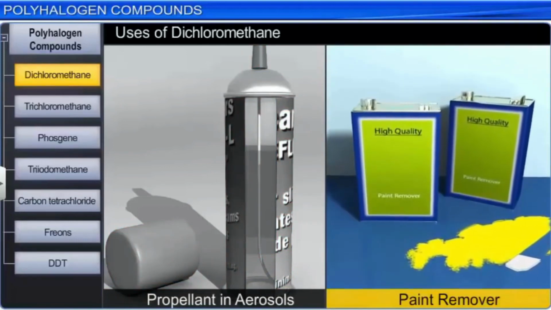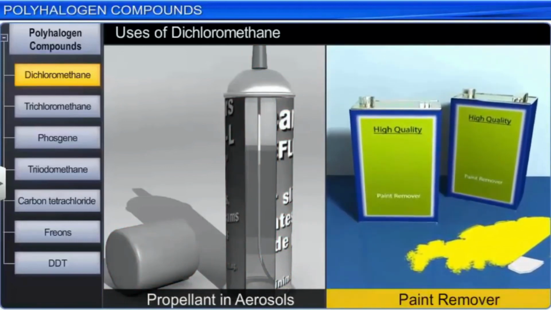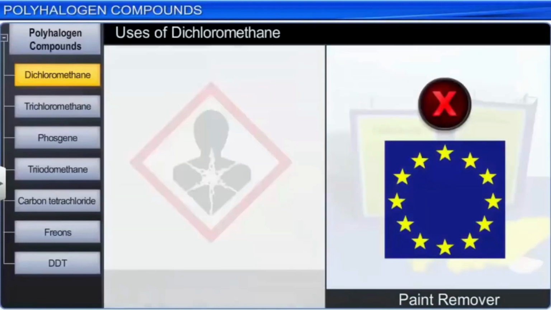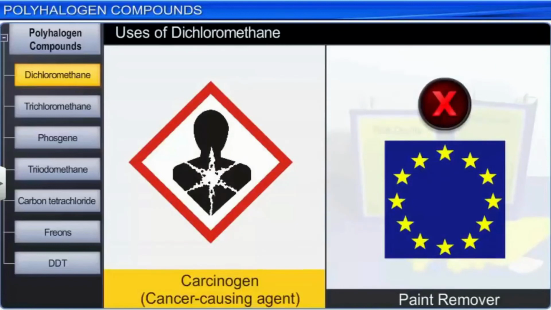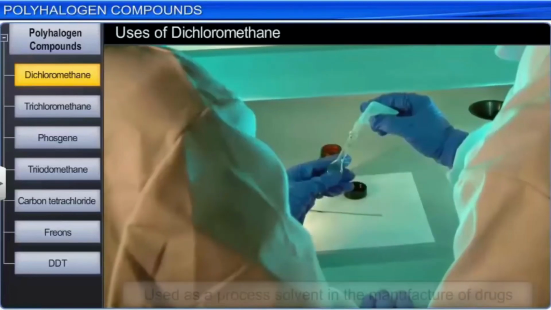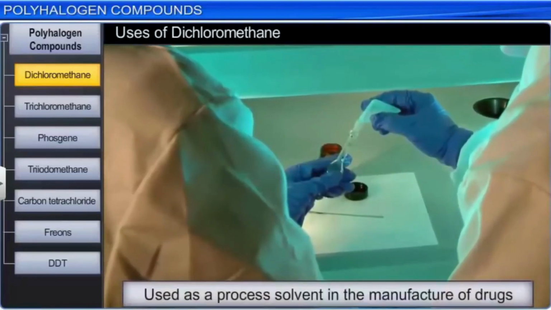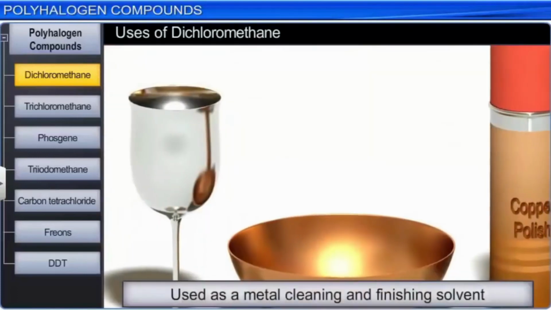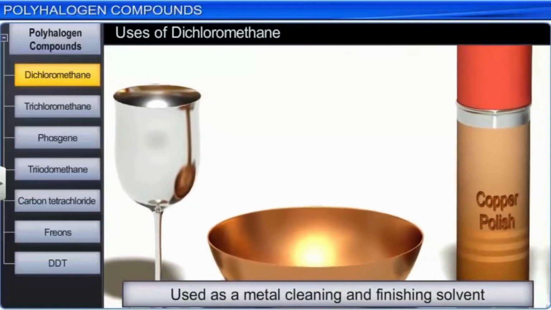However, the use of dichloromethane for removing paint has been banned by the European Union since it is a carcinogen, or a cancer-causing agent. Dichloromethane is also used as a process solvent in the manufacture of drugs. It has additional uses as a metal cleaning and finishing solvent.